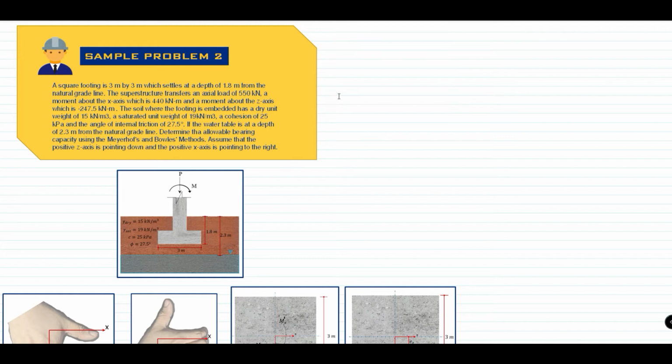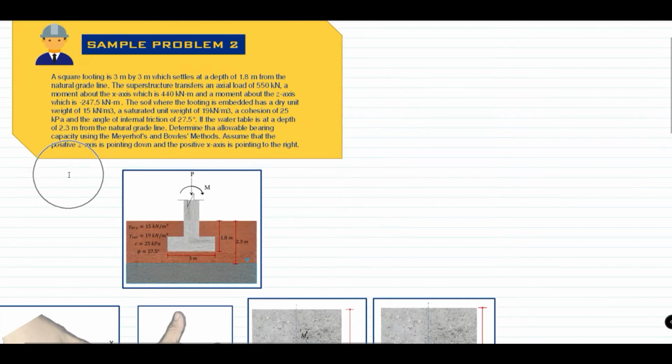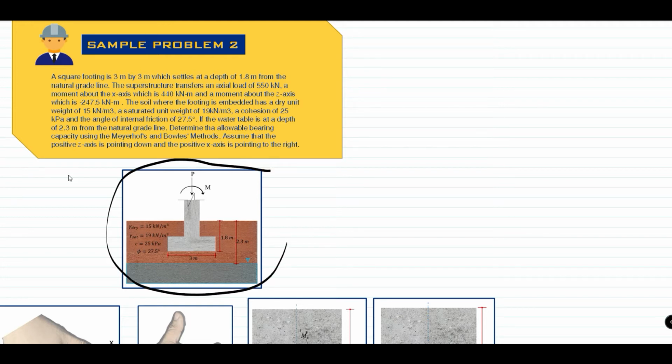So para ma-solve natin tong problem na to, syempre, ang una natin gagawin is to draw the figure na ini-state dun sa problem. So sabi dito, we have a square footing, so 3 meters by 3 meters, and yung footing daw na yun is nakabaon at a depth of 1.8 meters. So from this figure shown here, makikita natin, ito yung depth of the footing natin, which is 1.8 meters. Now, mamaya na natin intindihin yung tinransfer sa kanyang load from the superstructure.